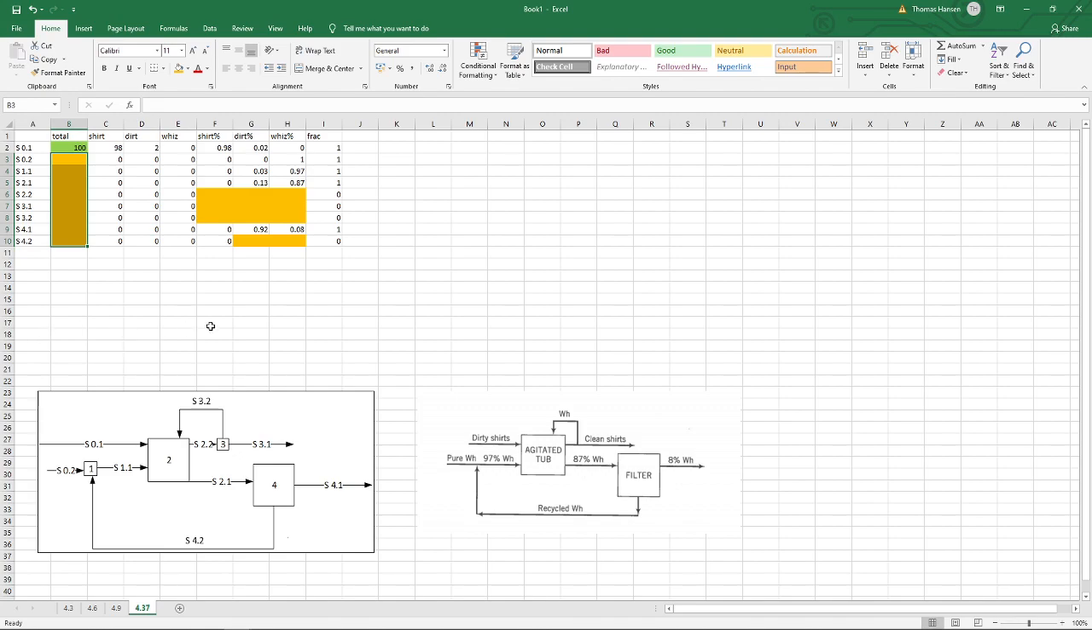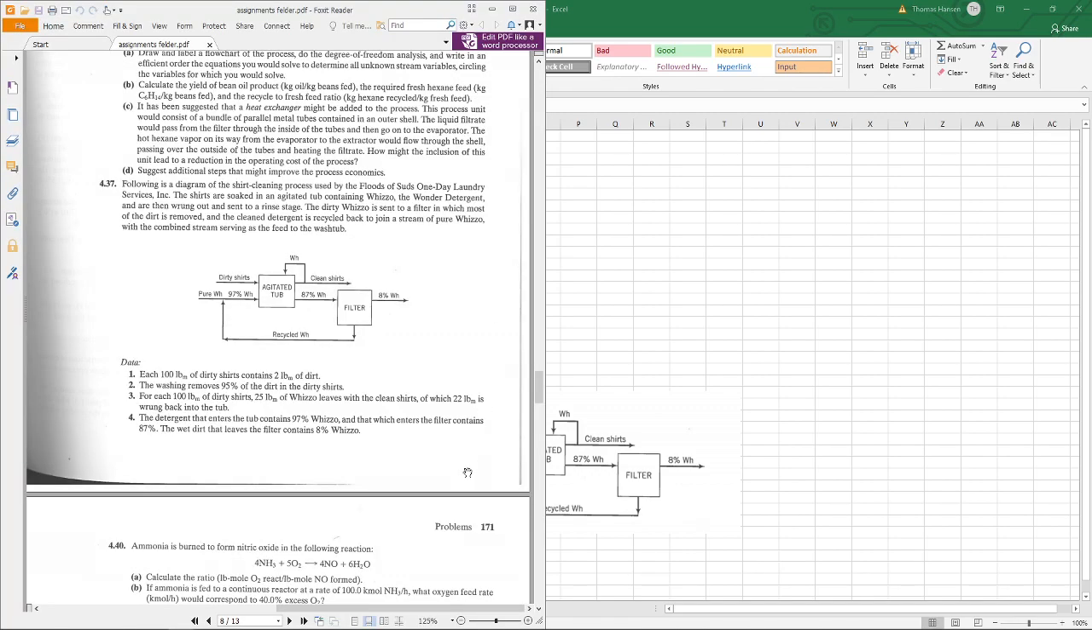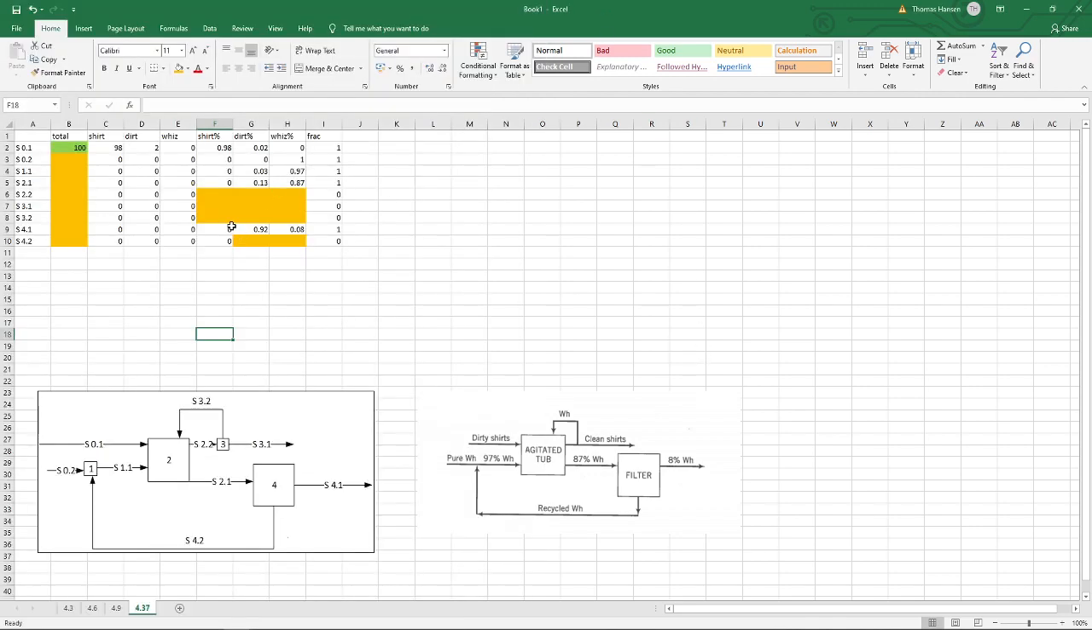Why do I have something different? Yes. In my stream 3.2, where we are actually recycling Wizzo directly into our agitated top. Where does it say that? Here in data point 3, we are told that 22 pounds is rung back into the top. So this recycle stream contains no shirts. So we'll just add that to 3.2, no shirts, white or no fill. There we go.